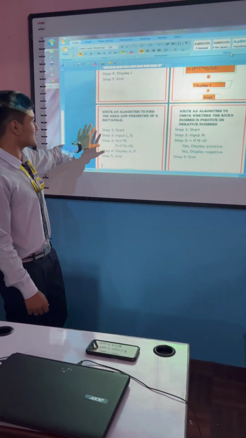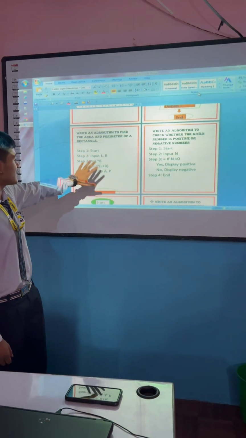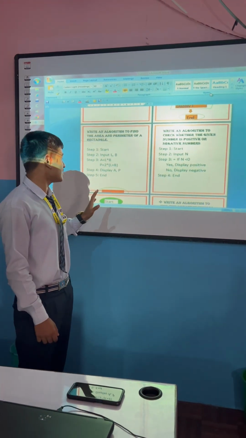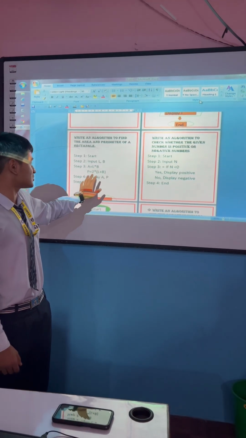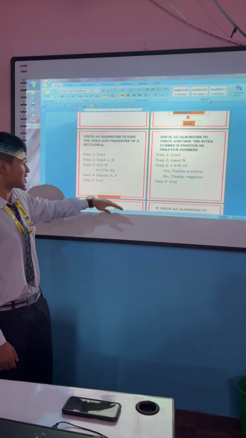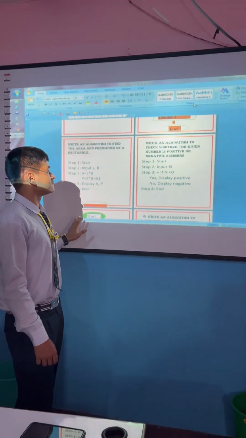And the next one, algorithm and flowchart of area and perimeter of a rectangle. Step 1 start. Step 2 input length as L and width as B. Step 3 A equals L into B, which is the formula of the area of a rectangle. Perimeter equals 2 bracket L plus B. Step 4 display the area and perimeter.